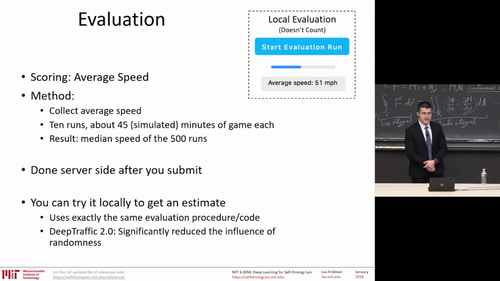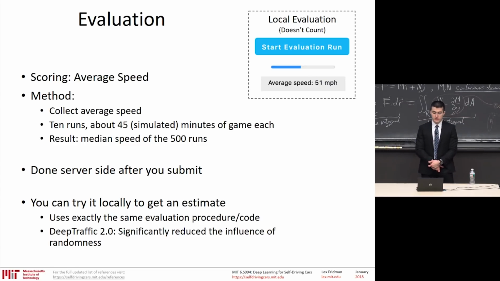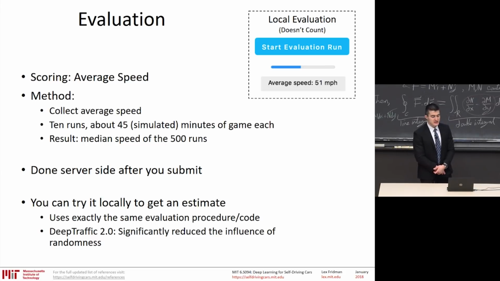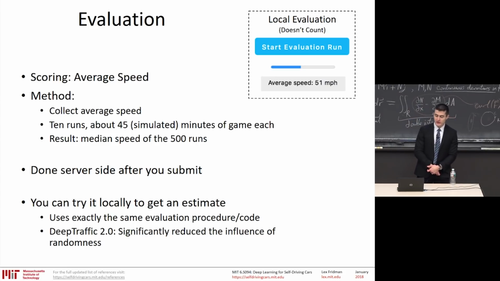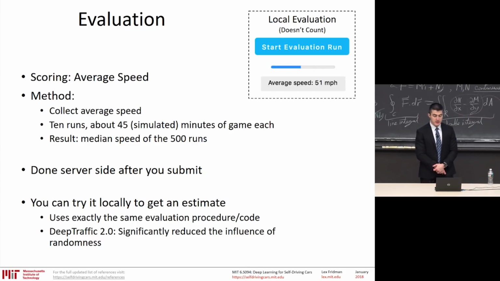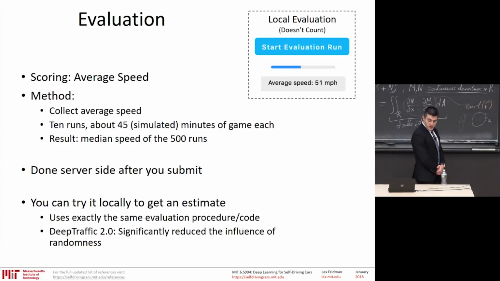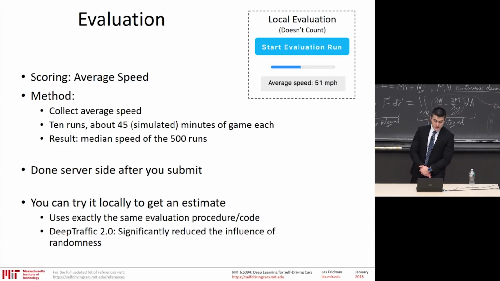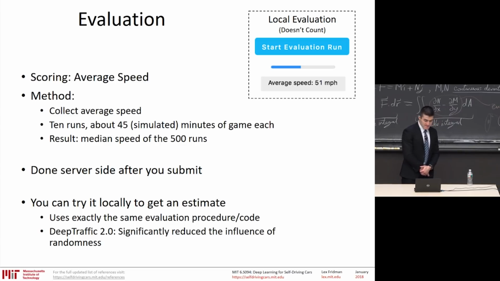And the evaluation is something we've done a lot of work on since last year to remove the degree of randomness, to remove the incentive to submit the same code over and over again to hope to produce a higher reward, a higher evaluation score. The method for evaluation is to collect the average speed over 10 runs, about 45 seconds of game each, not minutes, 45 simulated seconds. And there are 500 of those, and we take the median speed of the 500 runs. It's done server side, so extremely difficult to cheat. I urge you to try.